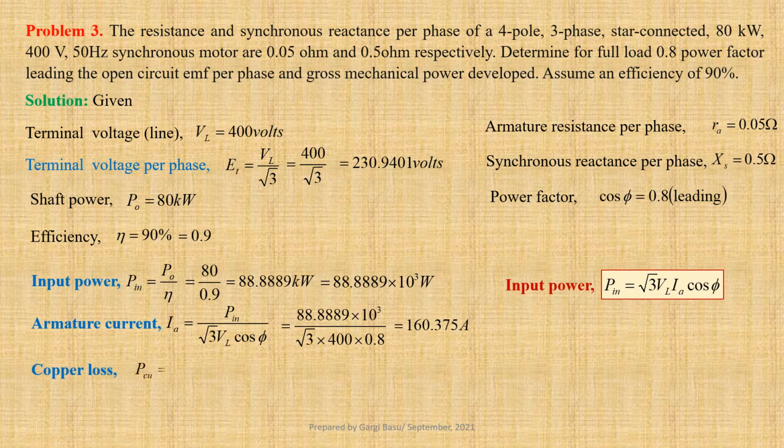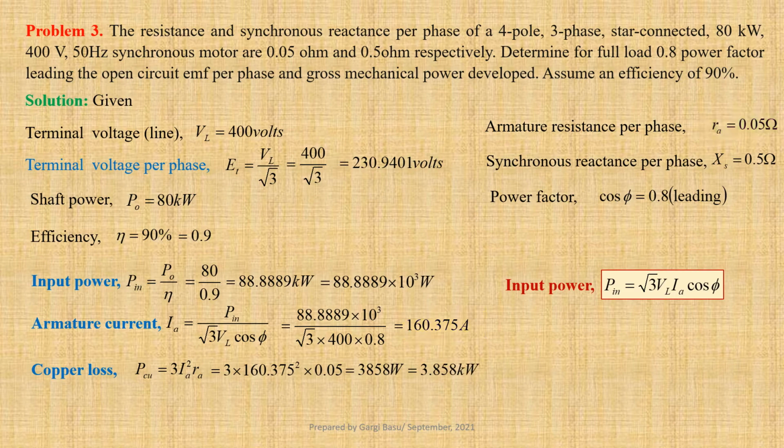Let us now calculate copper loss. P copper equals 3 times Ia square into Ra. Using values we get 3 into 160.375 square into 0.05, that gives us 3858 watts, or 3.858 kilowatts.